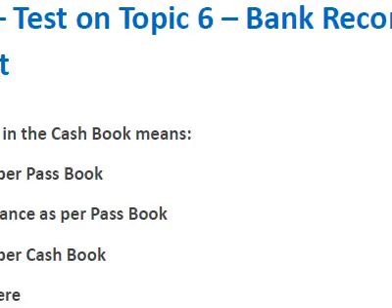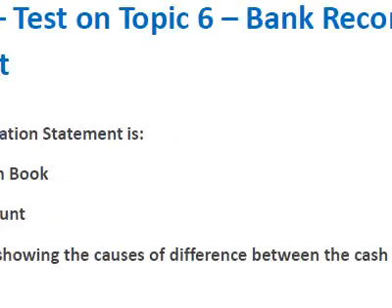First question is, credit balance in the cash book means. As I just told you, when the cash book shows a credit balance, it means that it is an overdrawn balance, because cash is an asset, and if an asset shows a credit balance, it means that it is overdrawn. So a credit balance as per the cash book would mean overdraft or an overdrawn balance as per the passbook. So answer is A.